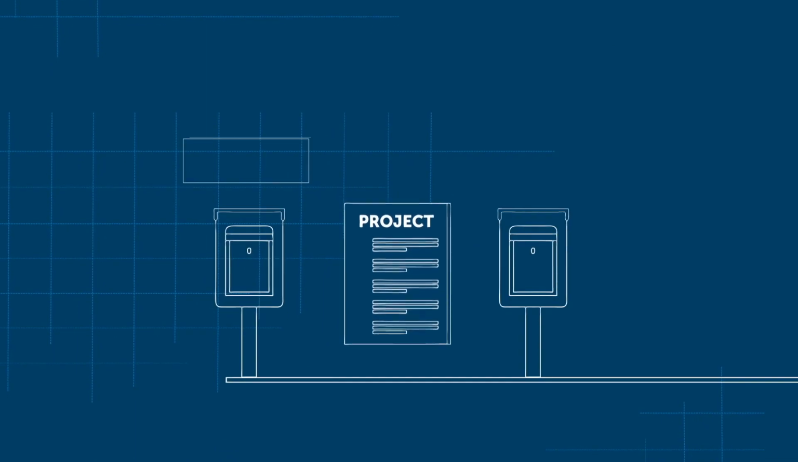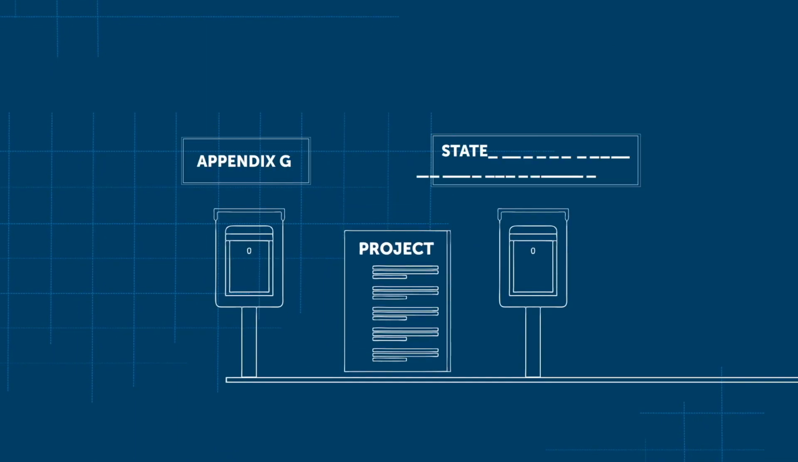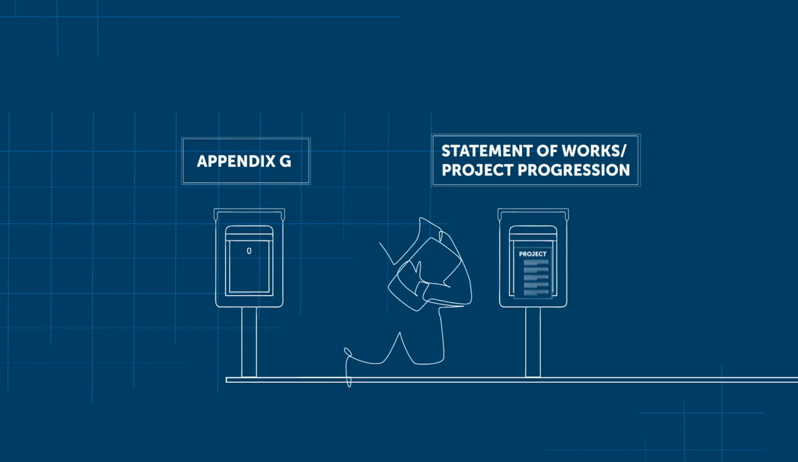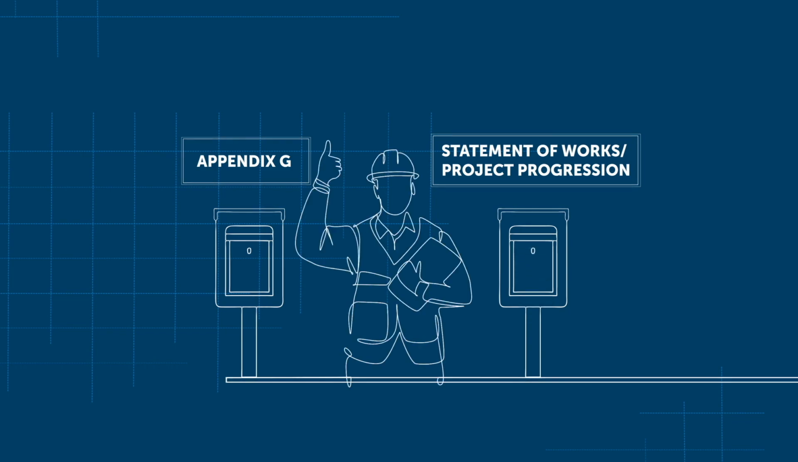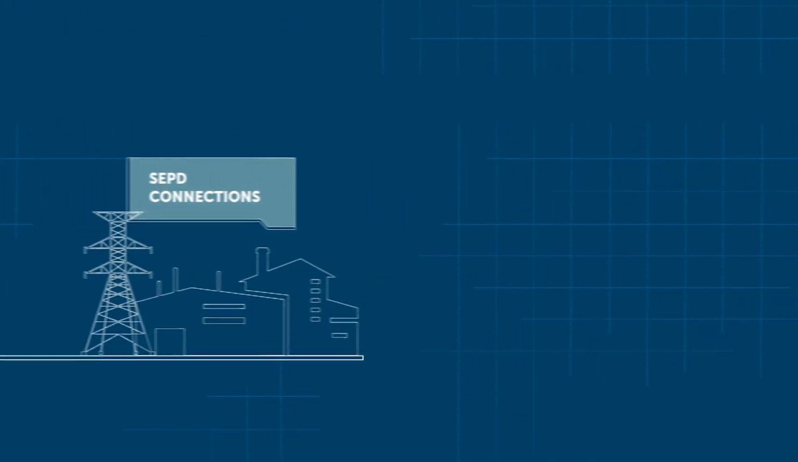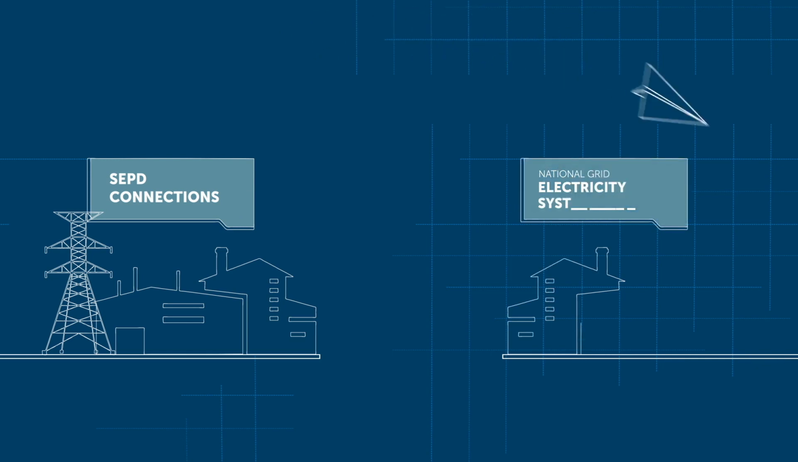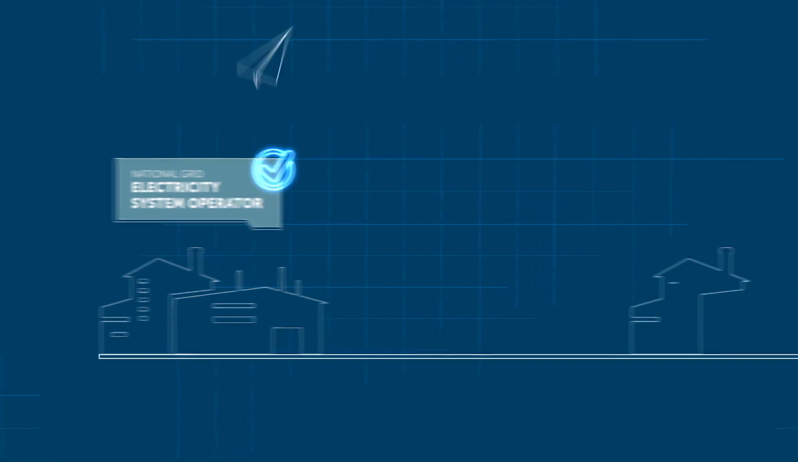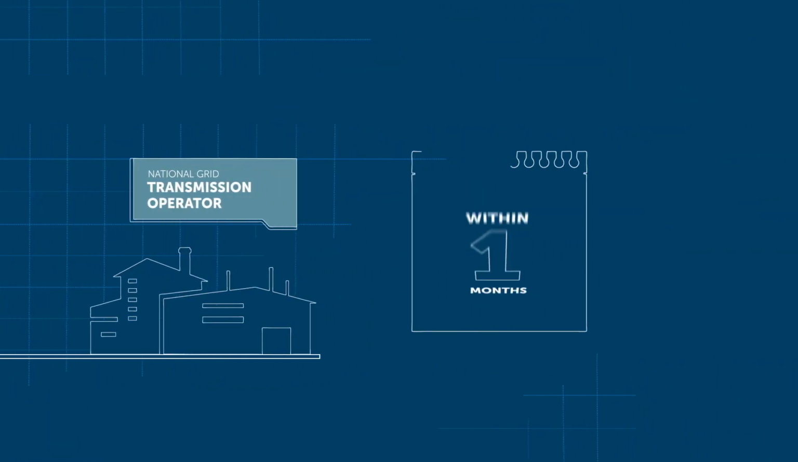If there is not enough headroom capacity at the grid supply point, we will submit your project to National Grid ESO via a Statement of Works/Project Progression application. Your account manager will inform you of this requirement and associated costs. Once we receive your payment, we will submit the technical information to National Grid ESO, who will determine whether the application is competent. If competent, National Grid ESO refers the application to National Grid Transmission Operator, who will carry out their studies and provide their response within 3 months, following the competency date.